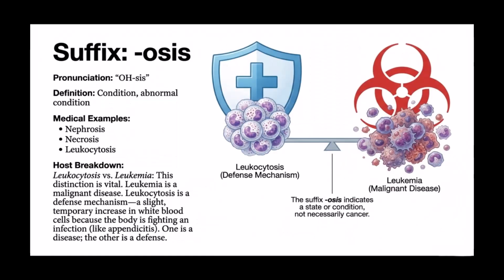Okay, next is osis, meaning a condition, and usually an abnormal one. Nephrosis is a kidney condition. Necrosis is a condition of death, cell death. Right, which can lead to gangrene. And here's another key distinction, leukocytosis versus leukemia. We already said leukemia is the cancer. Right. Leukocytosis is just a slight temporary increase in white blood cells. So that's your body just fighting off an infection normally? Precisely. Leukocytosis is the army mobilizing for a fight. Leukemia is a mutiny where the army's production goes haywire.